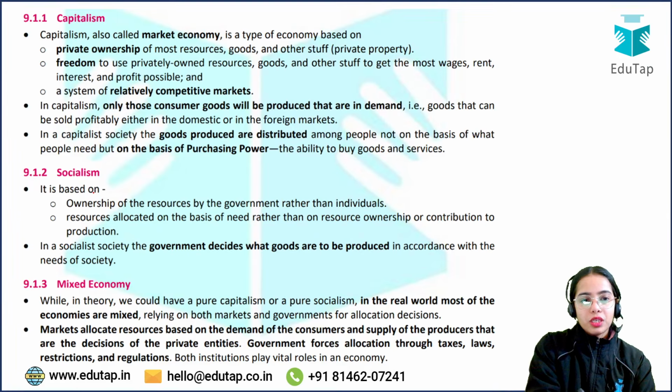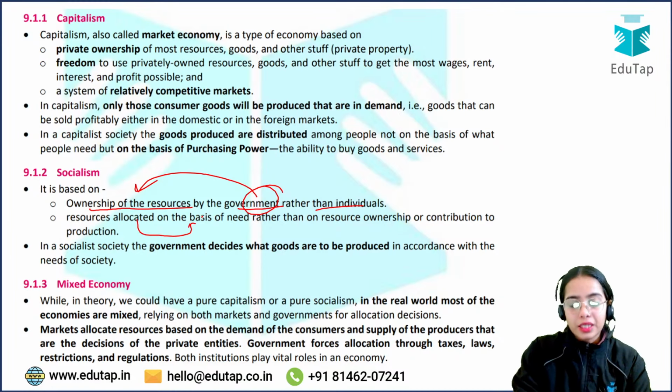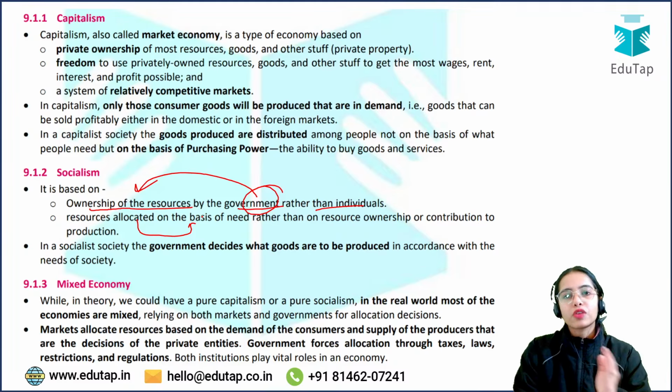Socialism is based on ownership of the resources by the government rather than individuals. The government controls the resources and allocates them on the basis of need, that is, how much should be produced and what should be produced is decided by the government on the basis of the need of the people. The government decides what goods are to be produced and in what quantity, so that an equalitarian society can be promoted. Next is, which of the following government interventions is most consistent with the philosophy of mixed economy?